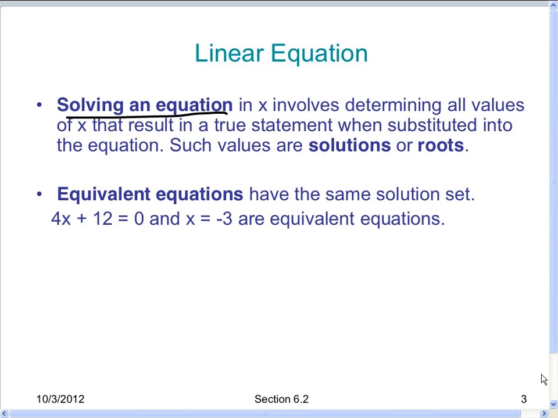Solving an equation involves determining all the values of x that result in a true statement when substituted into the equation. And you're wondering what that means exactly. You've been solving equations. You solved equations in Algebra 1. You solved equations in Algebra 2.